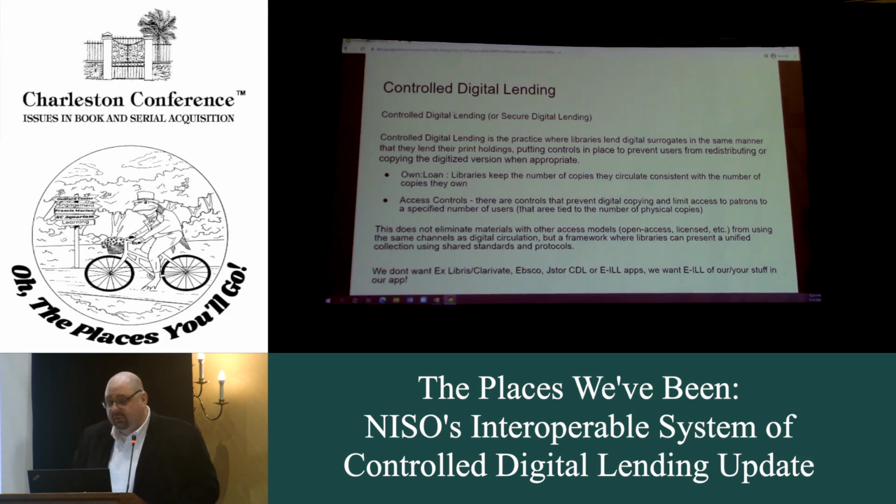A few things about controlled digital lending. It is the practice where libraries are lending digital surrogates of their print holdings. However, and this is really important, that does not preclude different types of licensed or open access or other materials from using the same systems or the same delivery channels. What we're really focusing on right now is the traditional or classic model of this own-to-loan system, where we're trying to maintain the print as well as the electronic and keep those numbers in sync. We're also talking about how the wait list happens if a book is busy.